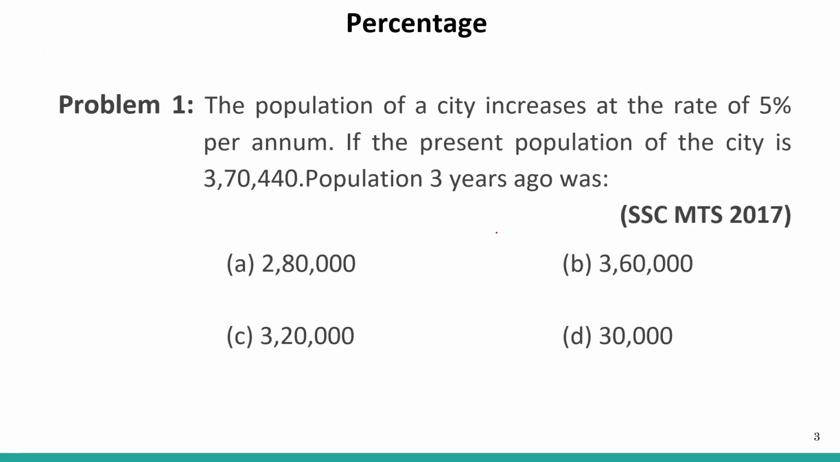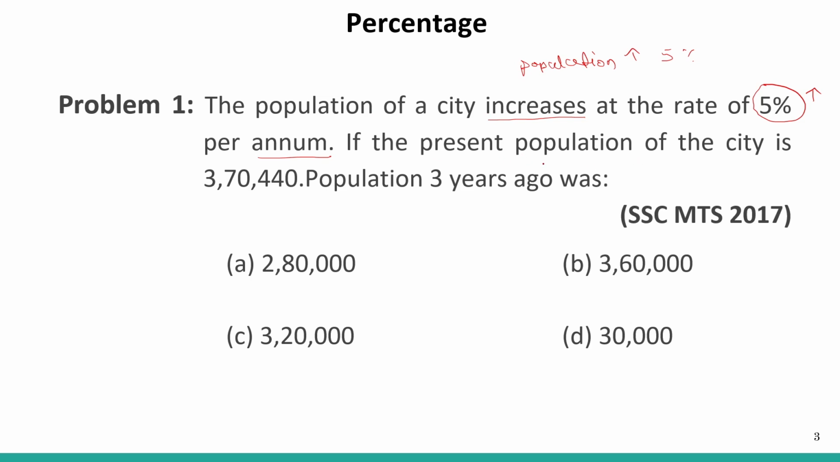So let's see problem number 1. Problem number 1 tells us that the population of a city increases. Here is a term that you need to highlight: increases. The population increases at a rate of 5%, and the data is per annum. So every year the city's population increases by 5%.